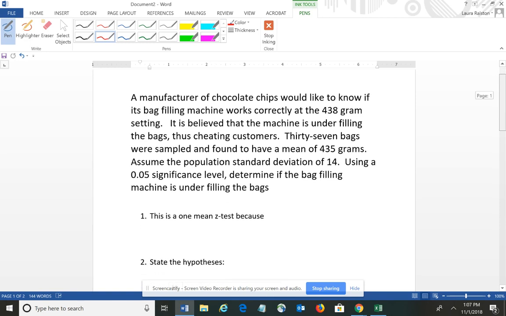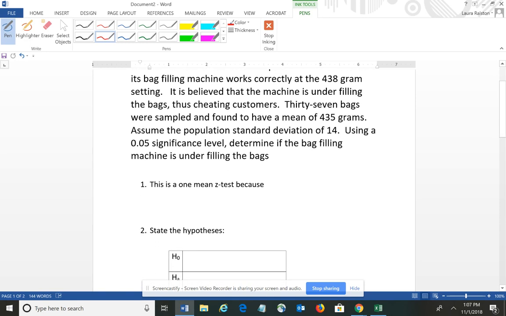And the first question we have here is, this is a one mean z-test. What makes it a one mean z-test is the fact that we know the population standard deviation. Knowing that population standard deviation is the distinguishing characteristic between whether you do a z or a t-test. So this is a one mean z-test because the population standard deviation is known.